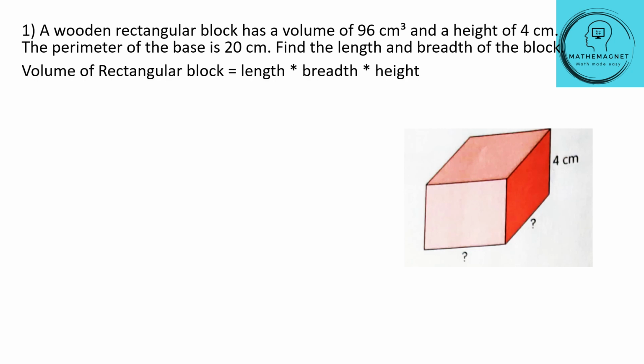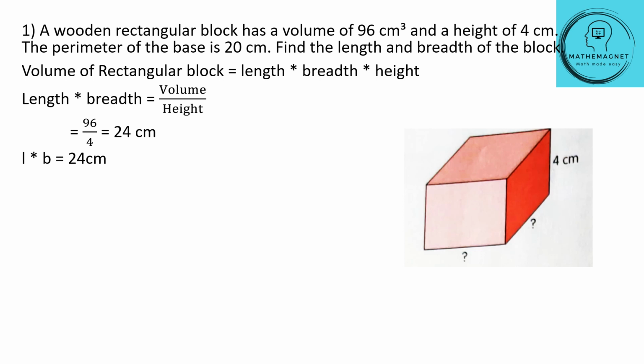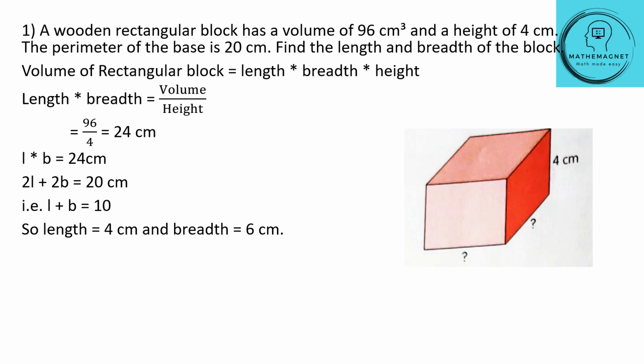Now we know volume of a rectangular block is nothing but length into breadth into height. So length into breadth equals volume by height. These two values we know. That is 96 by 4, which is equal to 24 centimeters. Now we know L into B is 24. And we also know the perimeter of the base, that is 2L plus 2B is equal to 20 centimeters. Now this can be simplified as L plus B equal to 10 centimeters. Now seeing these two equations, L into B is 24 and L plus B is 10, the only combination will be 4 and 6. So length is 4 centimeters and breadth equal to 6 centimeters.